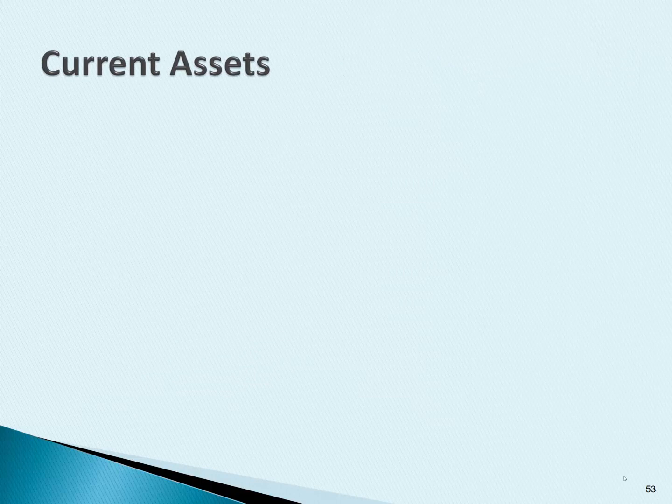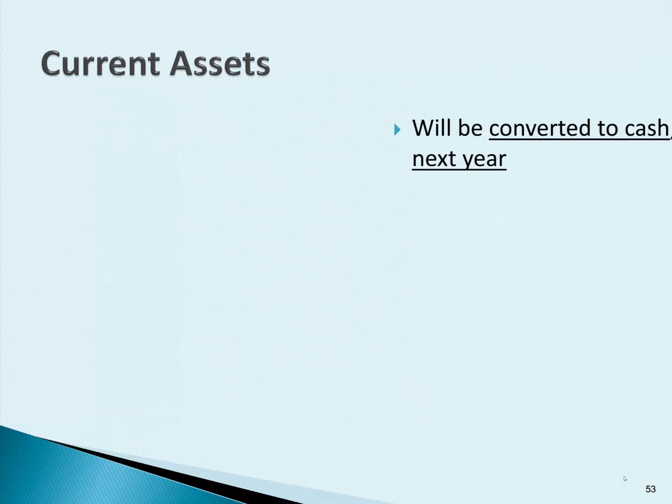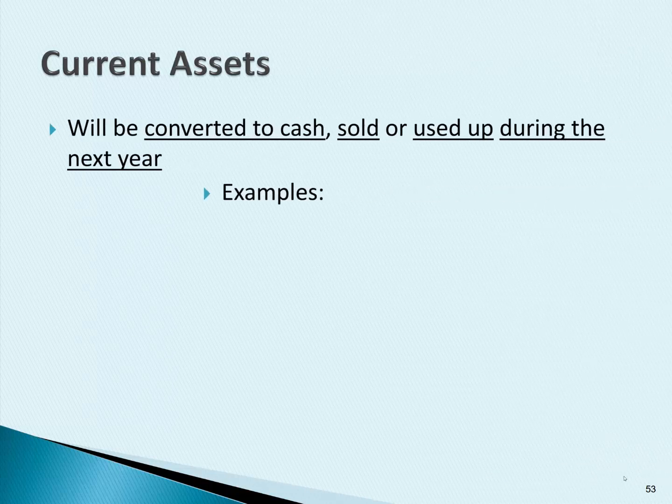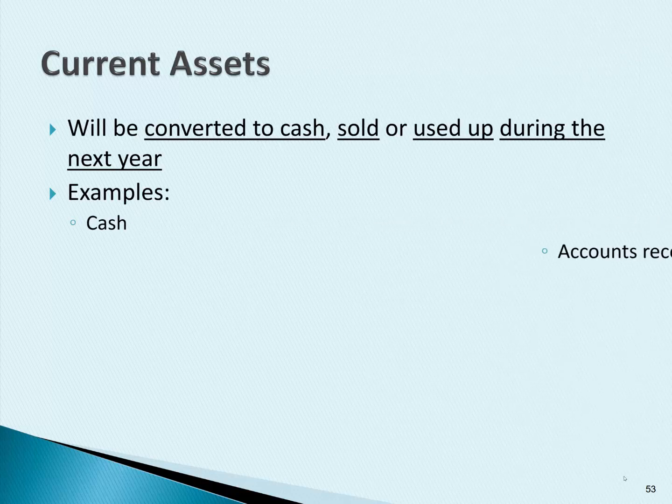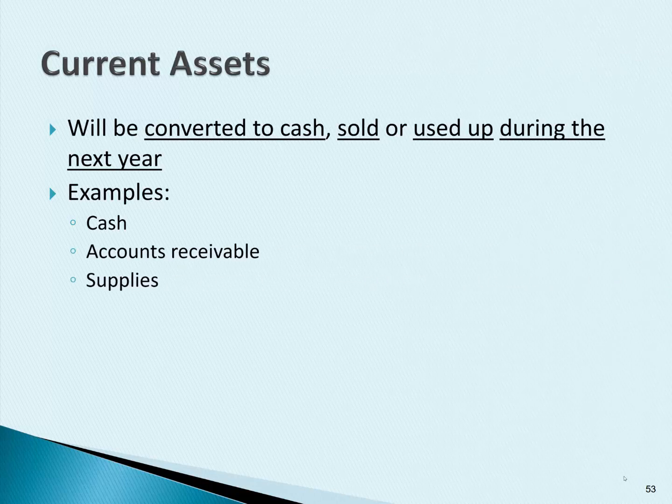An asset is considered a current asset if it will be converted to cash, sold, or used up during the next year. Examples include cash, AR, office supplies, or any other type of supplies, prepaid expenses like prepaid insurance, prepaid rent. Those will be used up or converted into cash within the next 12 months. So any assets that we expect to be converted to cash, sold, or used up during the next 12 months will be classified as a current asset.